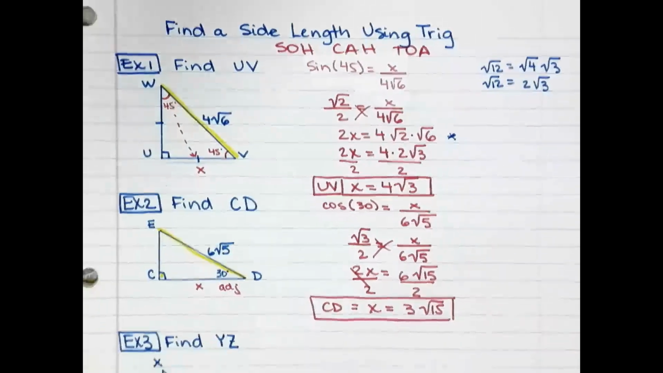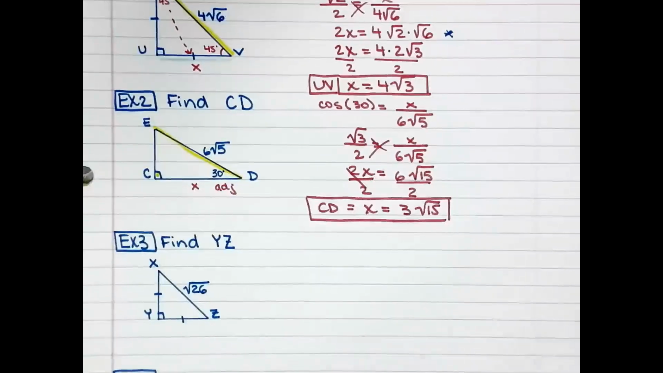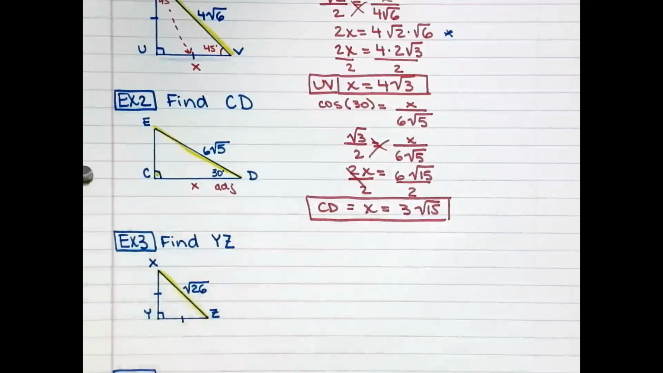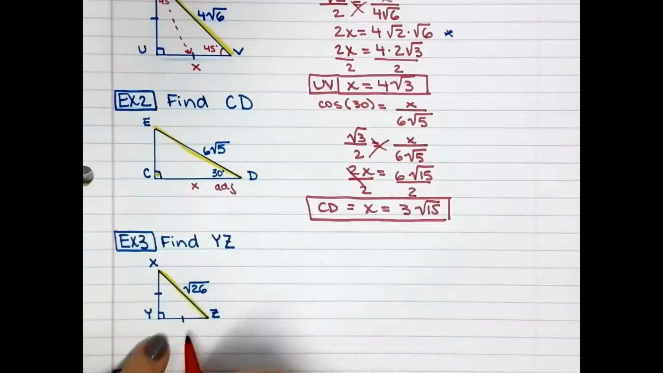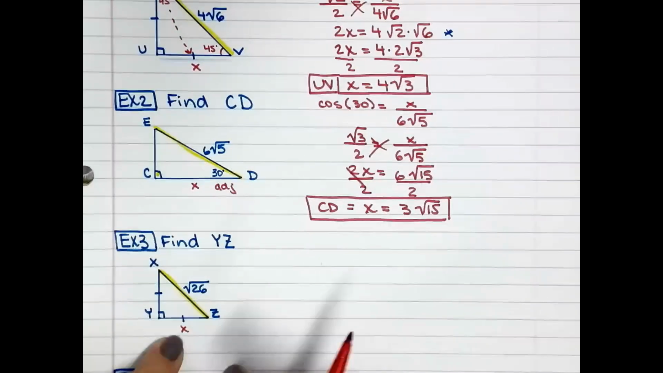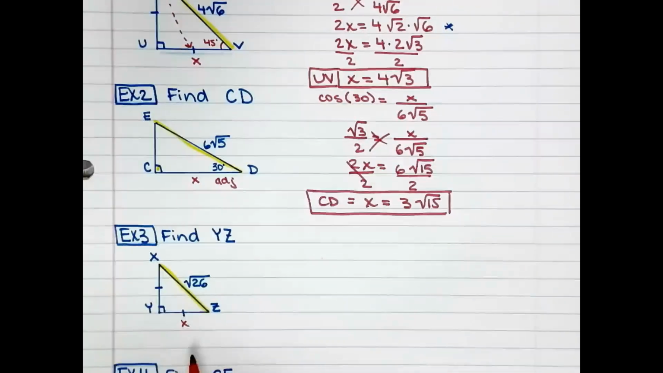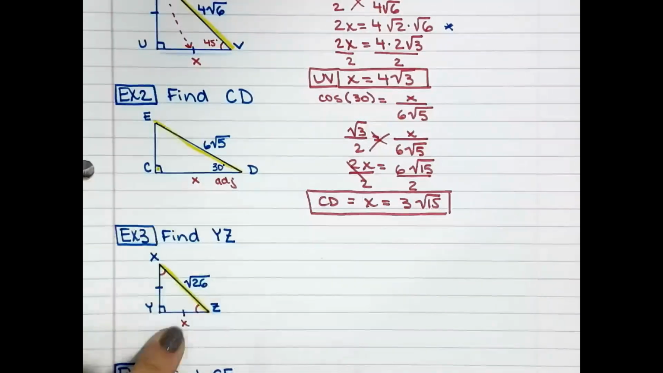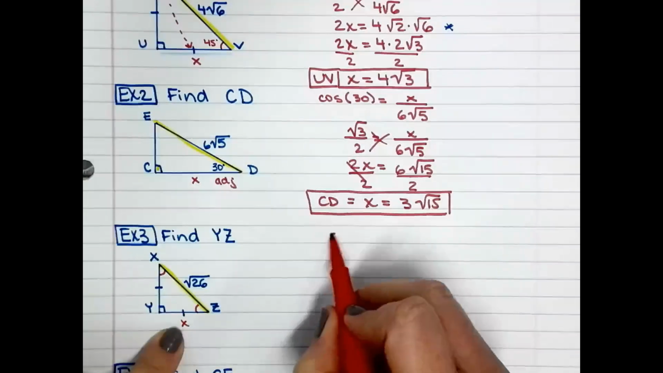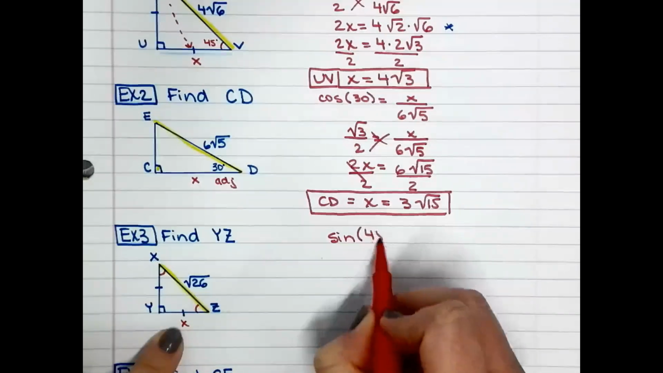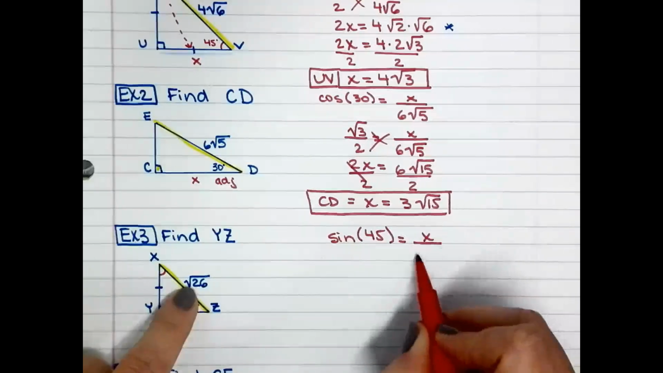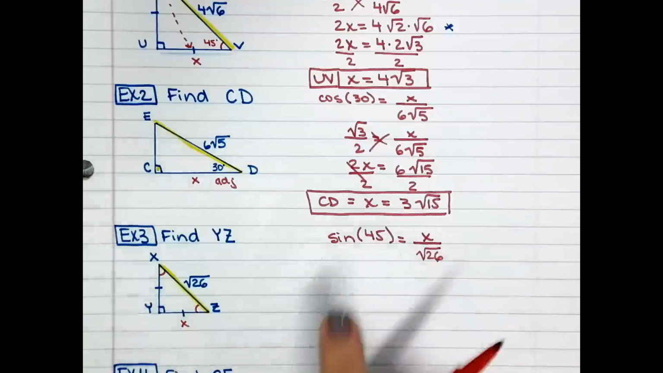Another one, another right isosceles triangle. So we're finding this side, or this leg, whatever you want to call it, or side x. This one worked out. Look at that. Okay, so I know they're congruent and they're both 45 degrees. So we're going to use sine of 45 degrees equals opposite over hypotenuse.